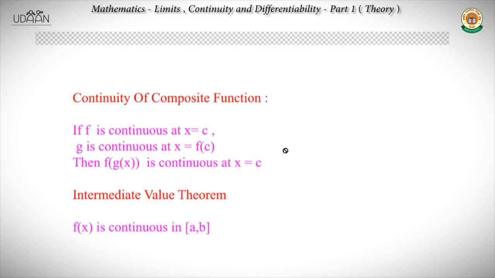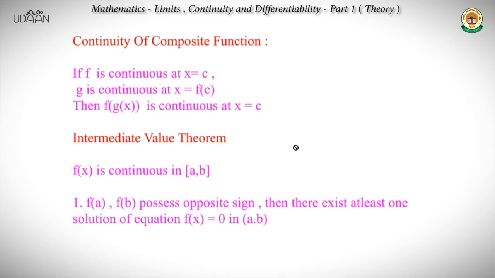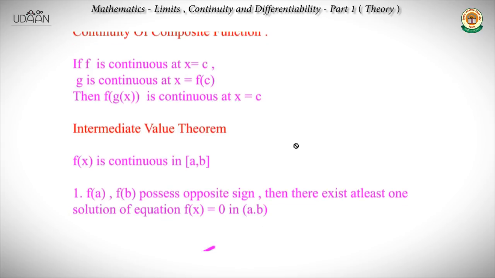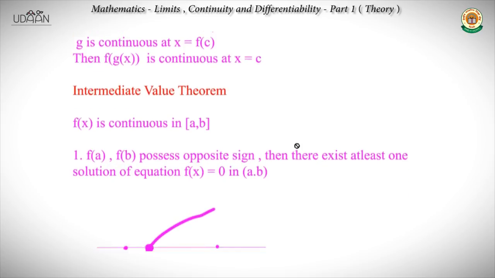Now comes the continuity of a composite function. f of g of x is a composite function and it is continuous at x equals a if limit x tends to a of g(x) exists and is finite, and f(x) is continuous at limit x tends to a of g(x). Similarly, a very important theorem is the intermediate value theorem.